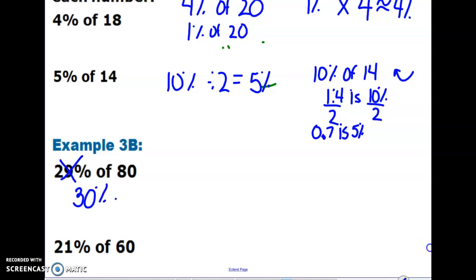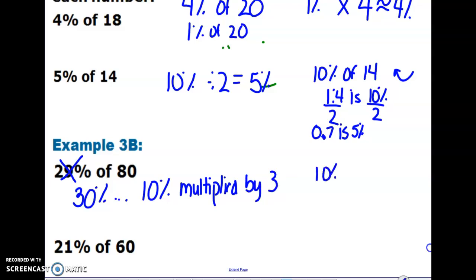So to find 30%, I'm going to find, first of all, 10%, and then I'm going to multiply that by 3 to give me 30%. Okay, 30% is the same as 10% times 3. So first I'm going to figure out what 10% of 80 is. 10% of 80, all I'm going to do is move my decimal point one place to the left in 80, or divide it by 10. So if 10% is 8, to find 30%, I'm going to multiply it by 3.